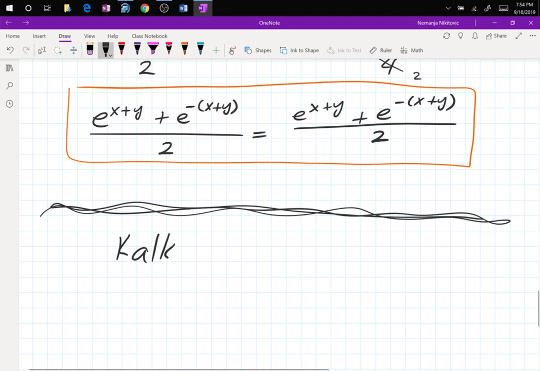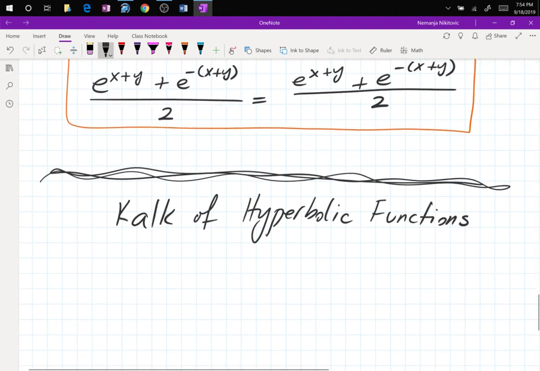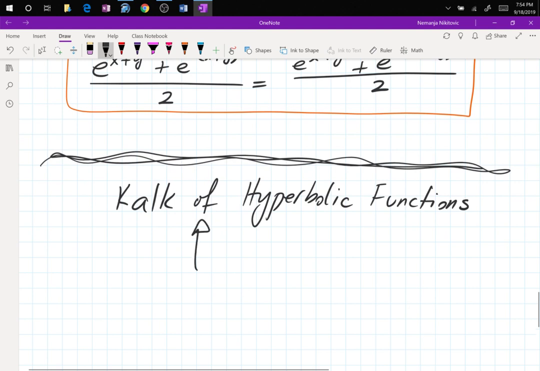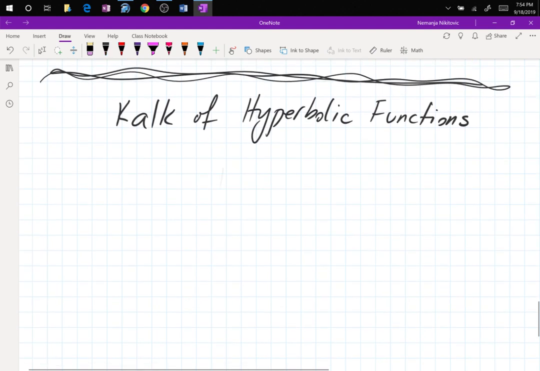Okay, fine. Calculus of hyperbolic functions, or calculus for hyperbolic functions, with hyperbolic functions. You can swap this word with whatever you think works better. Anyway.